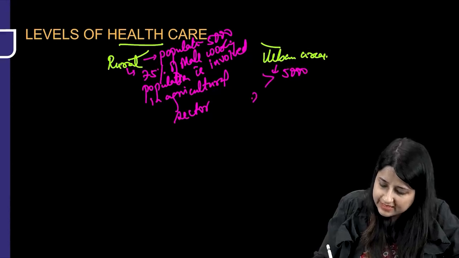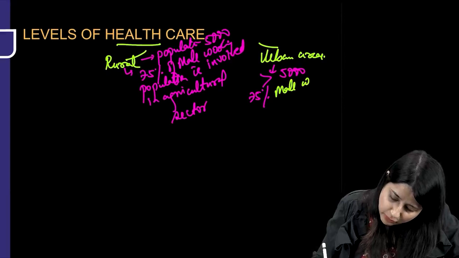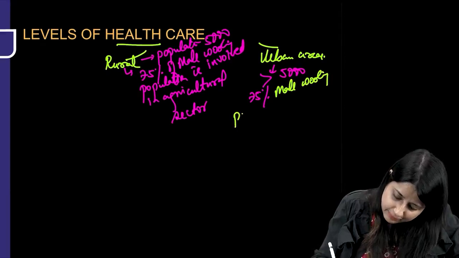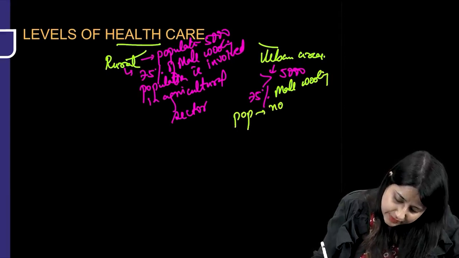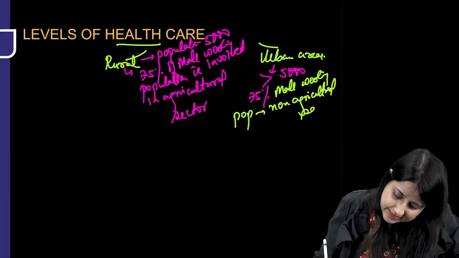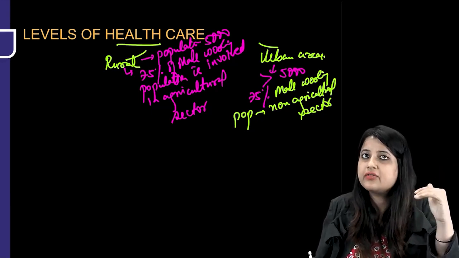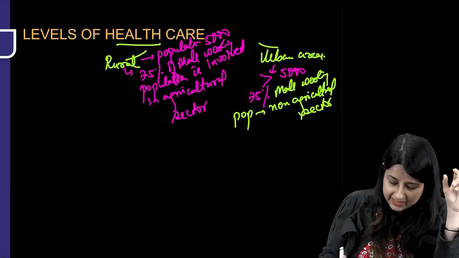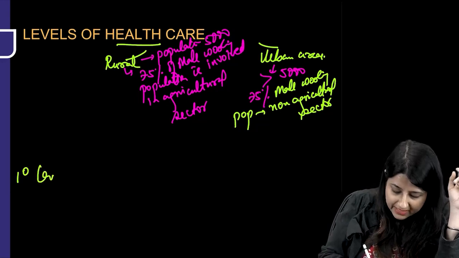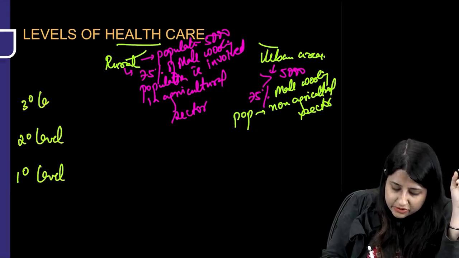Okay, and when you talk about urban areas, guys, remember population is more than 5,000 and 75% of male working population is involved in which sector? Non-agricultural sector. Okay, so now based on this, the levels of healthcare are separate for rural and urban areas. But of course, we have a primary level, we have a secondary level and a tertiary level.